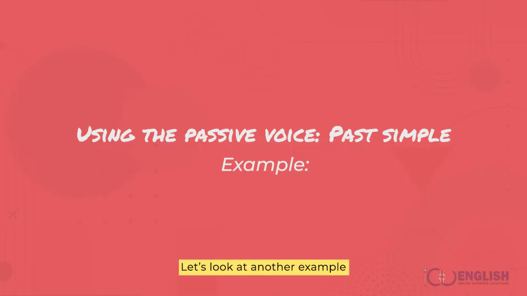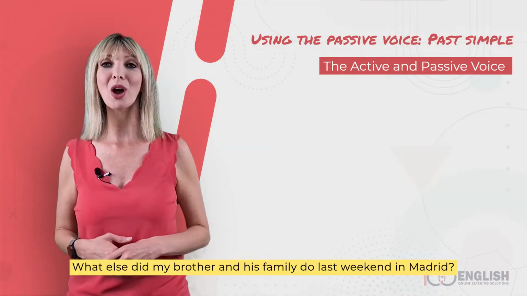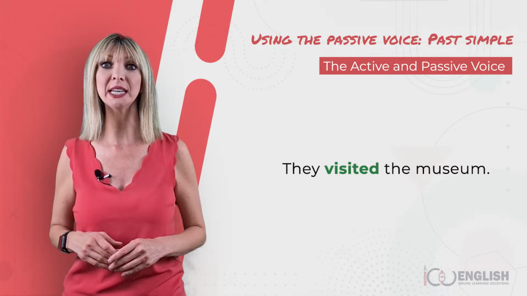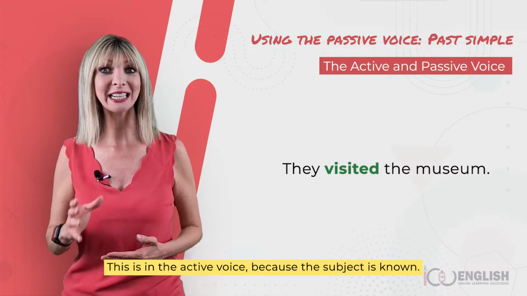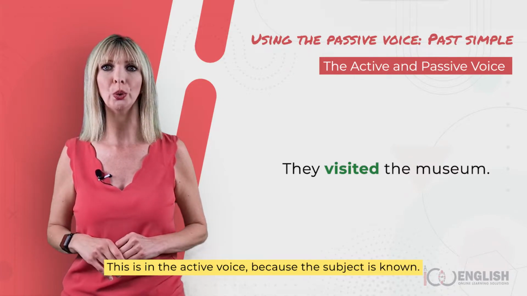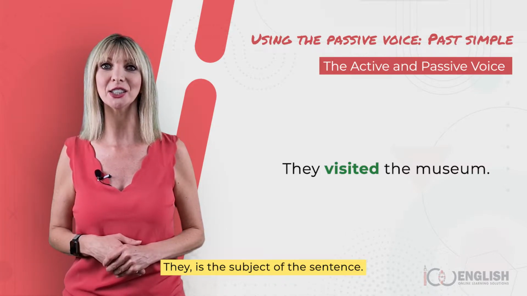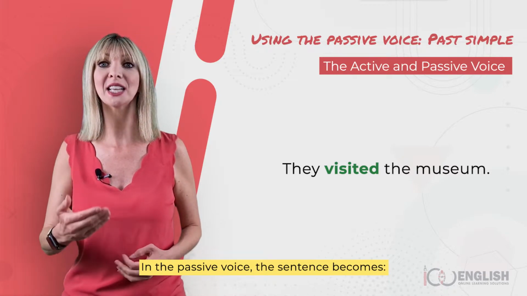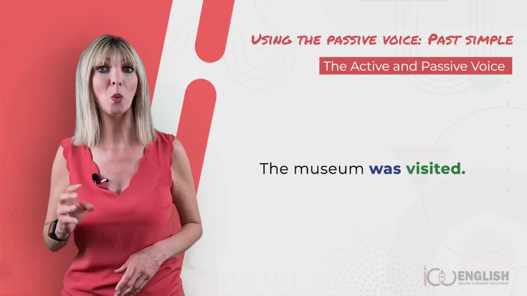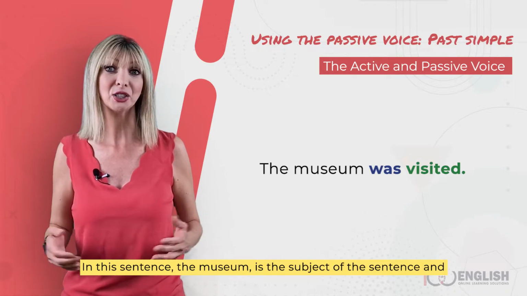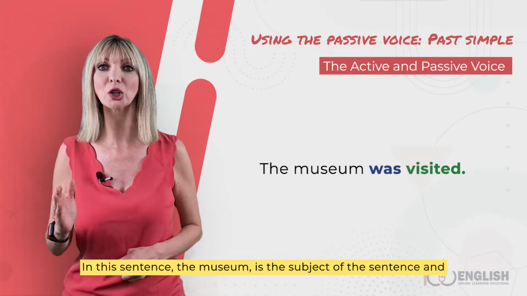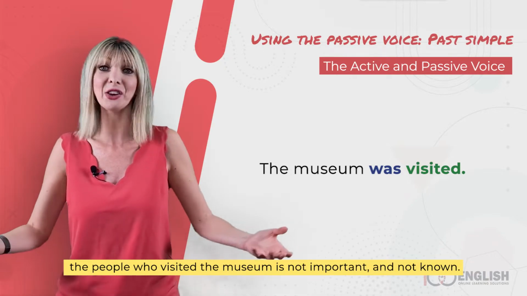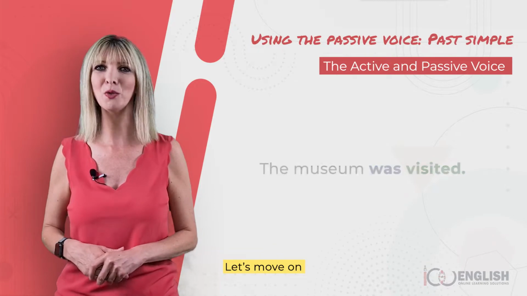Let's look at another example. What else did my brother and his family do last weekend in Madrid? They visited the museum. This is in the active voice because the subject is known. They is the subject of the sentence. The object is the museum. In the passive voice, the sentence becomes the museum was visited. In this sentence, the museum is the subject of the sentence and the people who visited the museum is not important and not known. Let's move on.